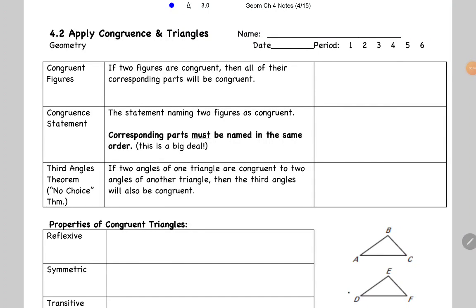We're looking at, we're going to apply congruence in triangles. So congruent figures. If two figures are congruent, then all their corresponding parts are congruent.